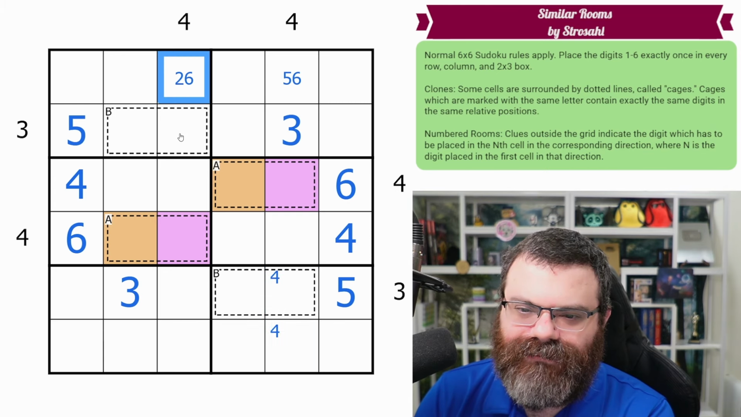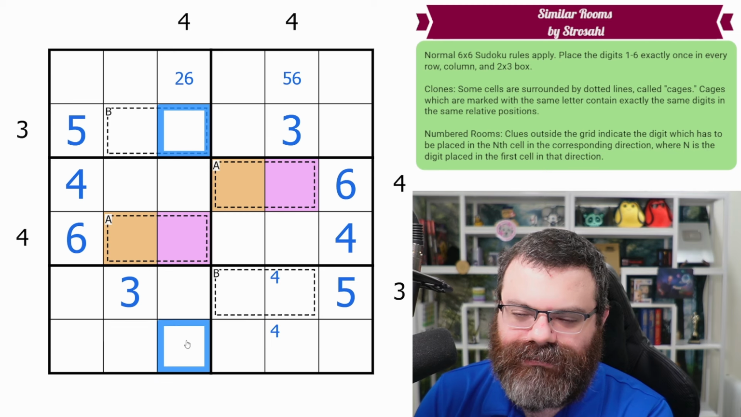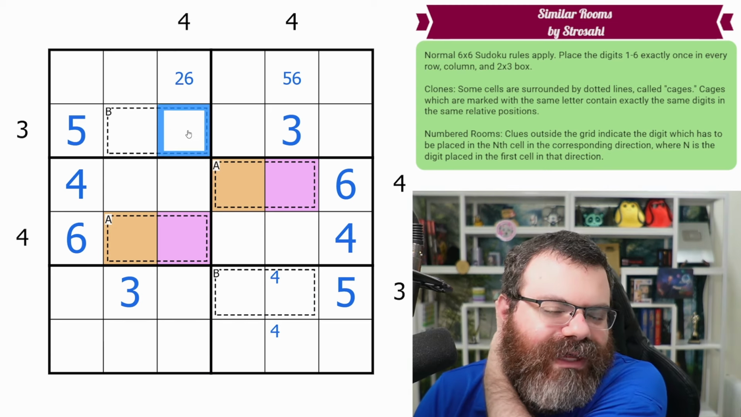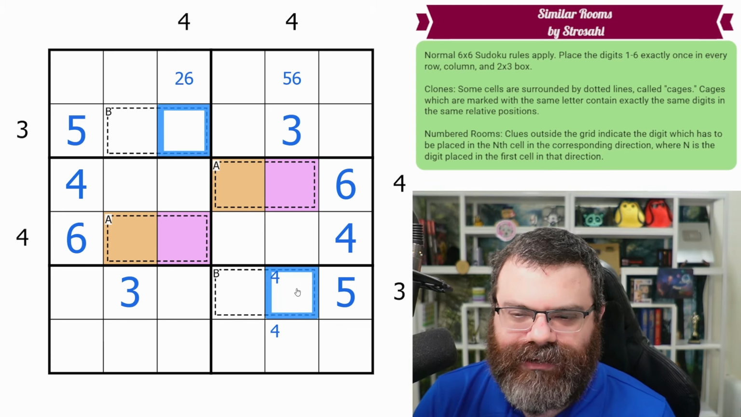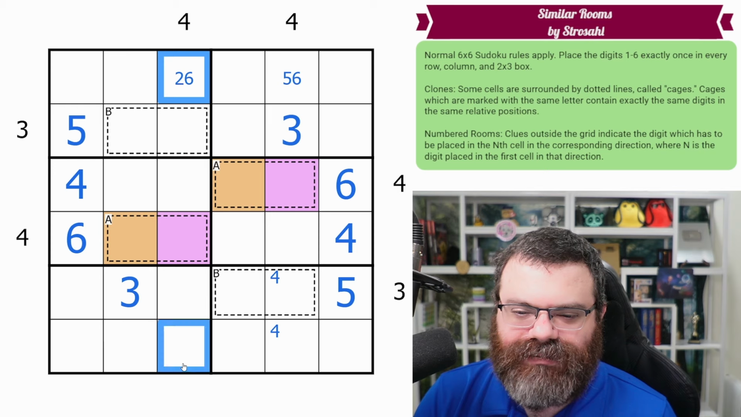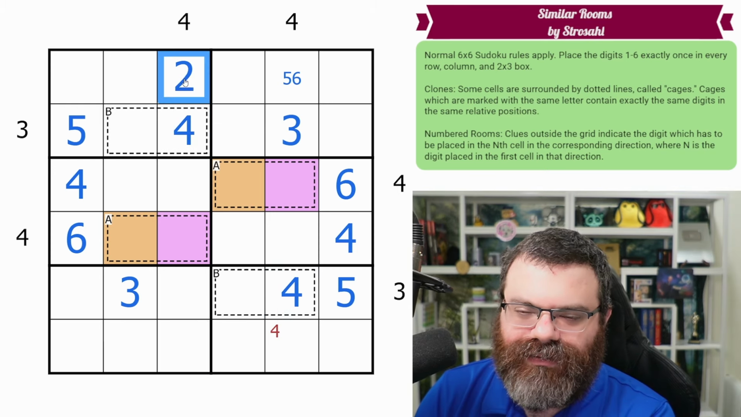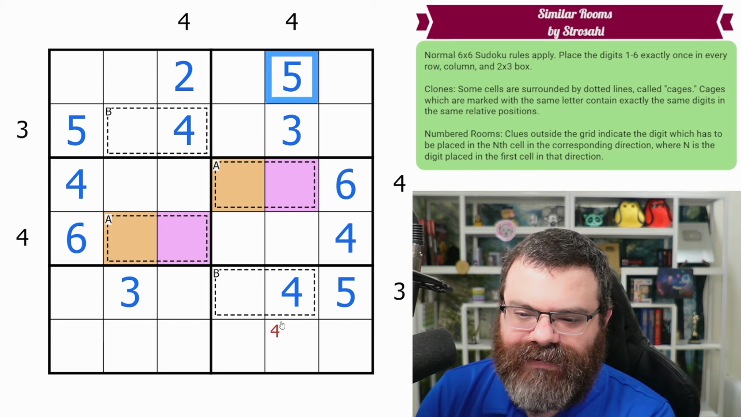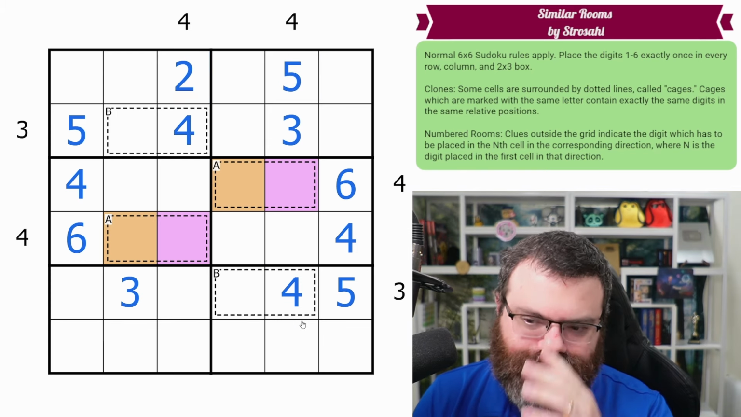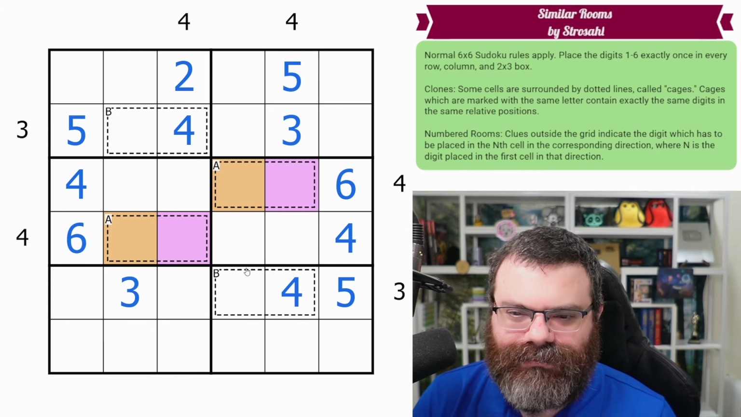2, 6 tells us there's a 4 here, or there's a 4 here. So the 4 is always here then. So if this is a 2, that puts a 4 here, which by the clone puts a 4 there. Otherwise, this is a 6, which puts a 4 there, which by Sudoku puts a 4 there. So this is always 4, that's always 4, that's always 2. That's always 5. Nice. Okay. Getting there.